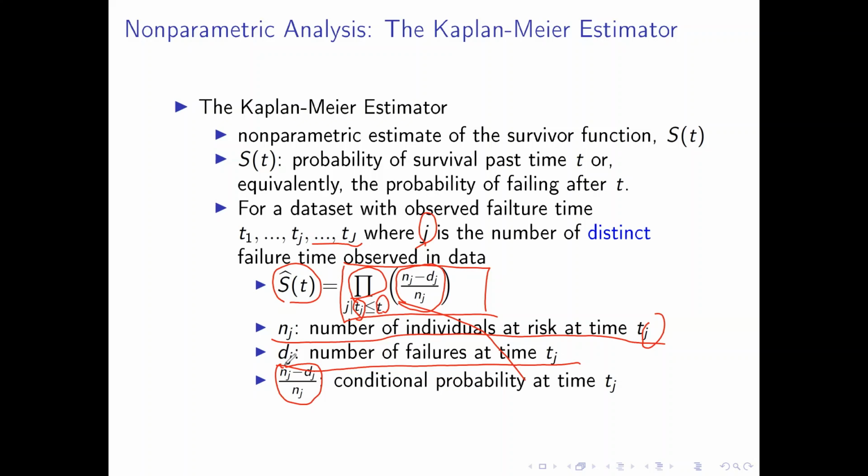And over nj, it gives us the conditional probability of surviving at time tj. When we multiply this quantity, (nj minus dj) over nj, for all tj smaller than or equal to t, then we will get the marginal survival function, or marginal probability of survival. That is the probability of surviving from the beginning of the study until time t.